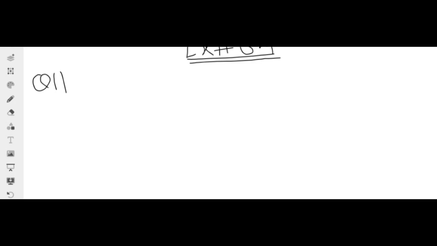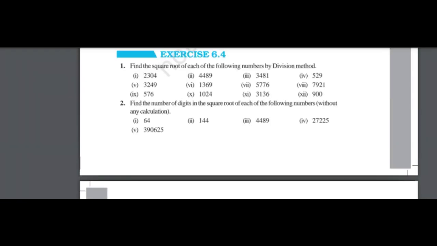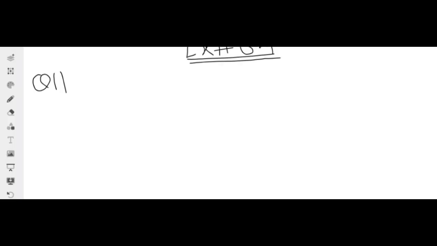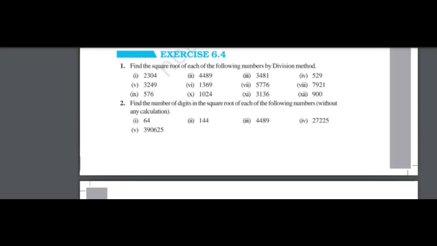Exercise 6.4. We have to find the square root of the following numbers by the division method. Let's start with the first part, in which the square root of 2304 can be calculated as follows. The first number is 2304. We have to write it like this.